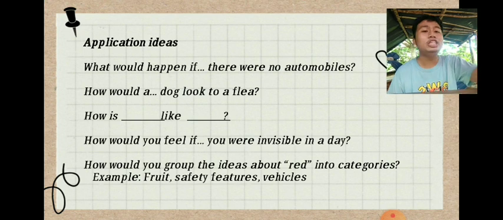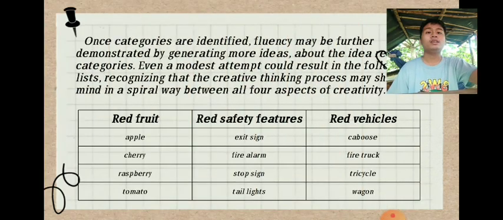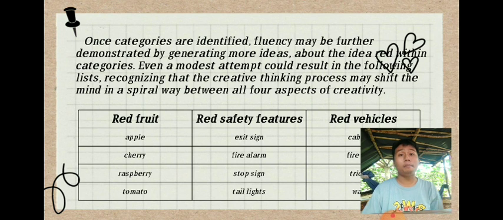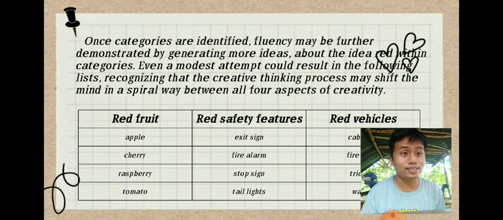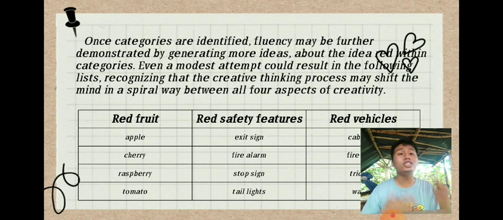Food, safety features, vehicles. So there are unclear examples. Once categories are identified, fluency may be further demonstrated by generating more ideas about the idea red within categories. Now, categories: red food, red safety features, and red vehicles. And since you shared ideas like apple, cherry, raspberry, this is fluency.